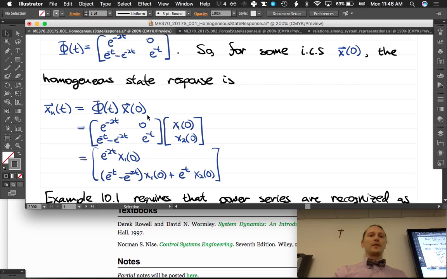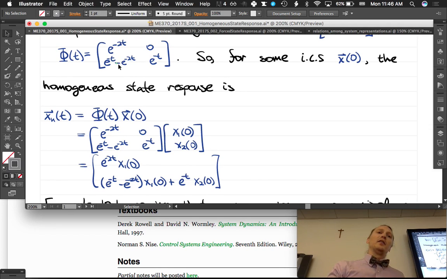So here's phi, and we're just going to use the one that they found for us in the example. We're just plugging it in, times the initial condition, which we expand to be the initial condition of the first state variable and the initial condition of the second state variable, okay?